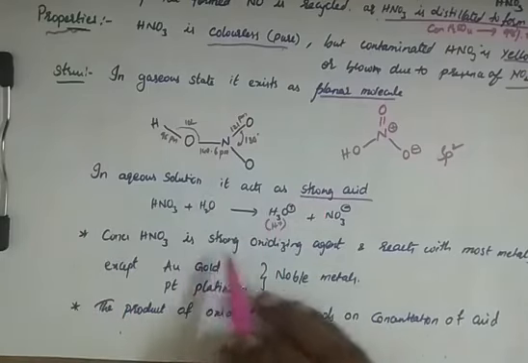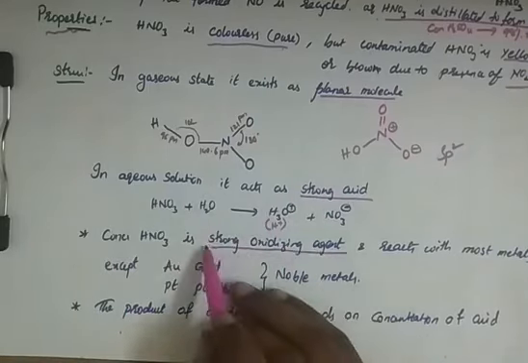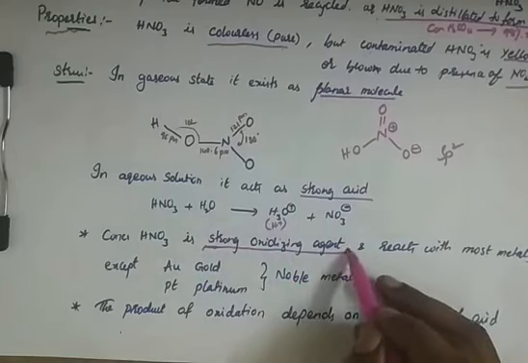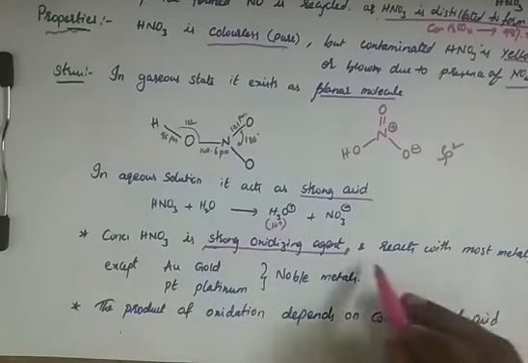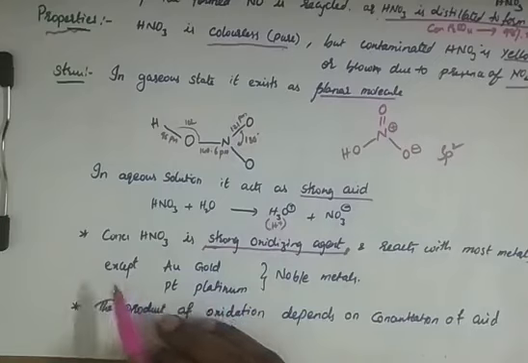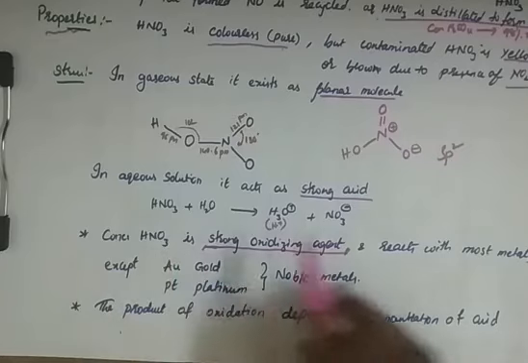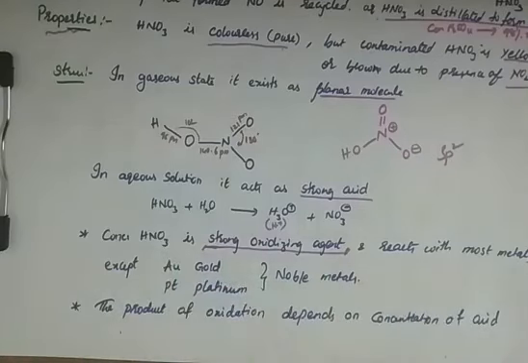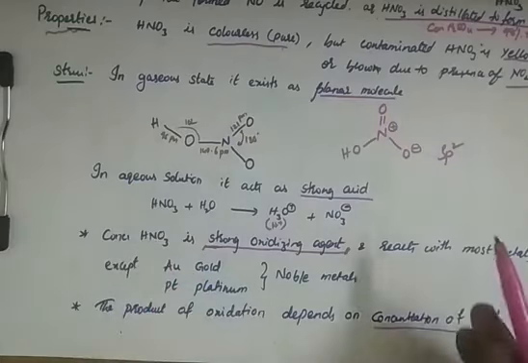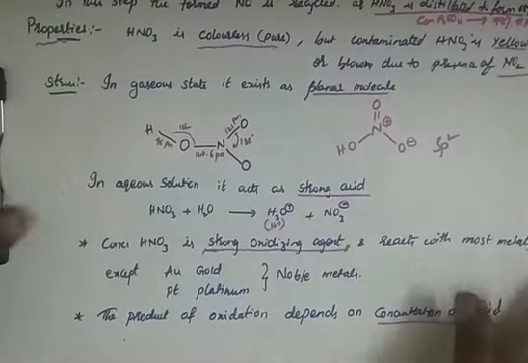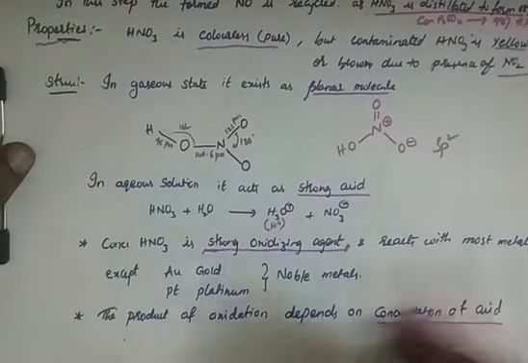Concentrated nitric acid is a strong oxidizing agent. This is again important. It is a strong oxidizing agent because it reacts with metals and non-metals and oxidizes all of them. It reacts with most metals, but gold and platinum, noble metals, do not react with concentrated HNO3. Actually, a layer is formed on them, therefore they won't react. The product of oxidation depends on the concentration of the acid. With concentrated HNO3 some products may be different, and with dilute HNO3 the products may be different. Most of the products are the same, but some are different.